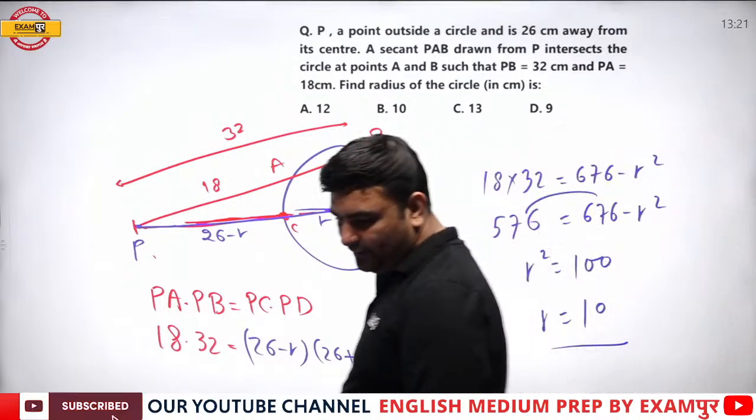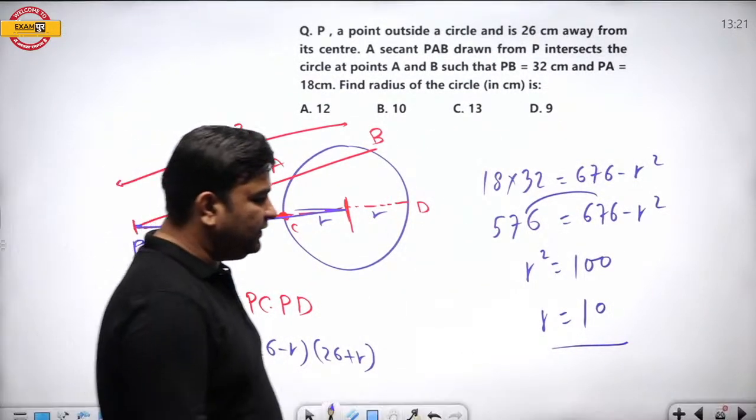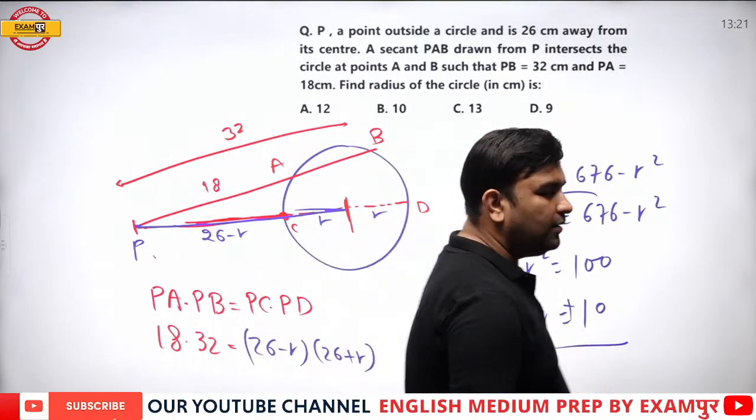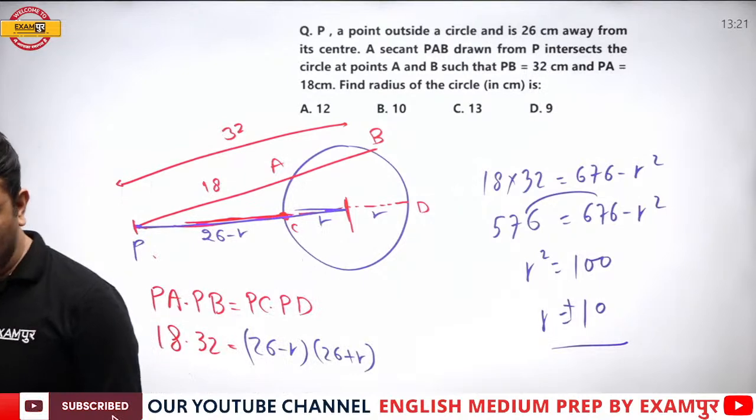Radius can't be negative. Radius is the distance, it cannot be negative. So we will take the positive R.